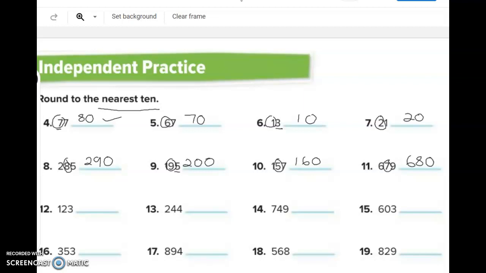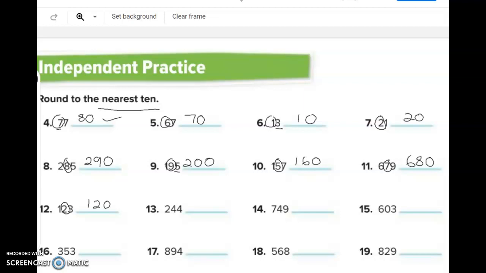On number 12, we have the number 123. And I look at the tens column. It has 2. And to its right, we have 3. The 3 then goes down because it's lower than 4. And the 3 becomes a 0. The 2 remains the same. And so does the 1 in the hundreds column.